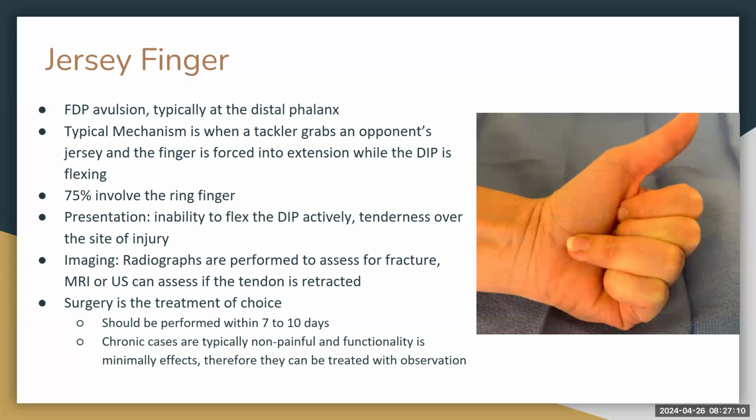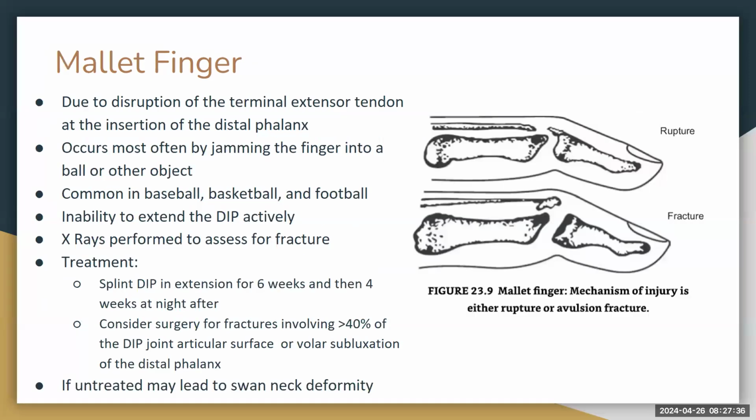Radiographs to assess for fracture. I'm getting redundant with that, but MRI or ultrasound can assess that the tendon is retracted. For surgical treatment, you want to get them done pretty quick, 7 to 10 days. Chronic cases typically are non-painful and functionality is minimally affected, so you can kind of watch, but you can see that picture on the right, and they just extend their DIP, and they just can't flex it with a fist, which is kind of neat.